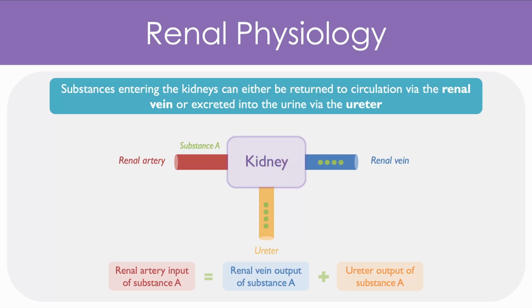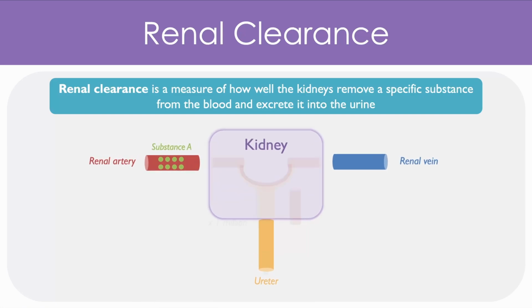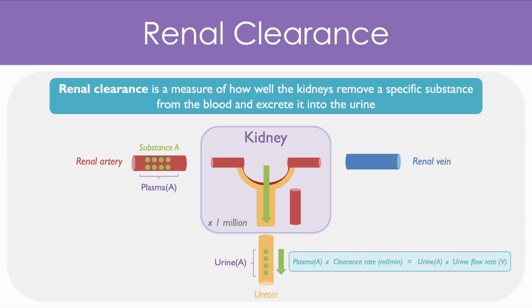One key concept to understand is the idea of renal clearance, which is a measure of how well the kidneys can remove a particular substance from the blood and excrete it into the urine. To explain this, we have to expand our kidney into each of the individual nephrons, as seen here. In general, the plasma concentration of a substance, multiplied by how well it's cleared by the kidneys, should be equal to the urine concentration of the substance, multiplied by how quickly the urine is flowing. And this can be summarized in the following equation shown here.